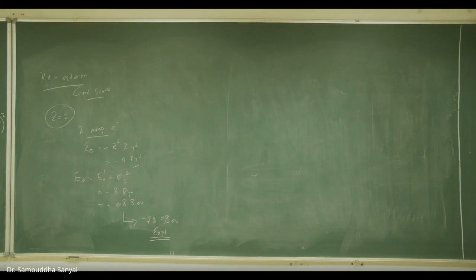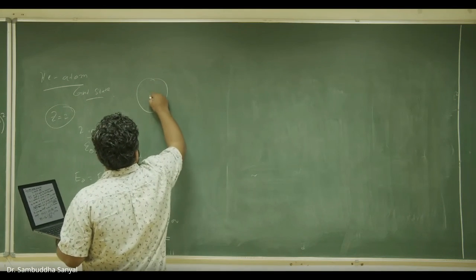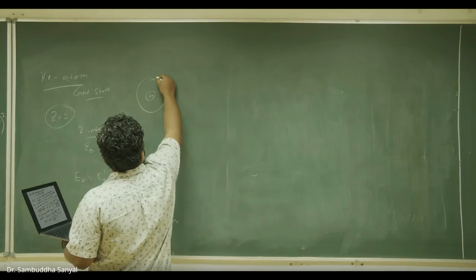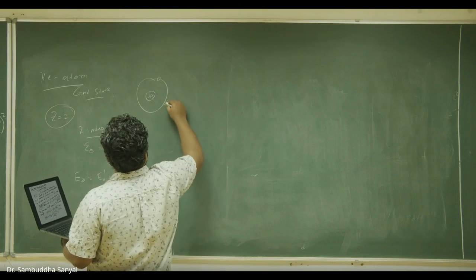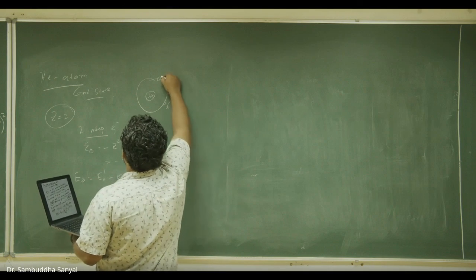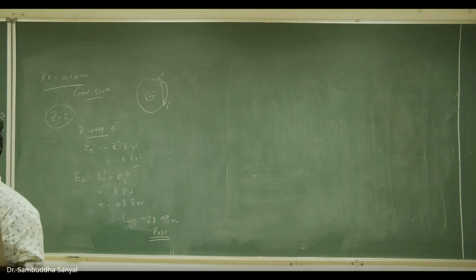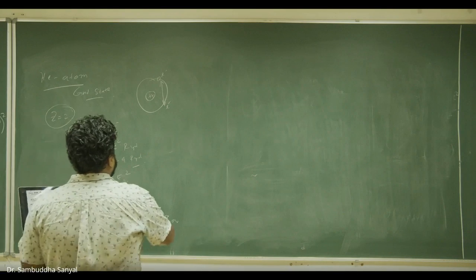So now what to do? We have clearly ignored many things. First of all, if there are two electrons somewhere here or somewhere in another orbit, let's say just two electrons, they should have some Coulomb interaction. So one factor is Coulomb interaction.